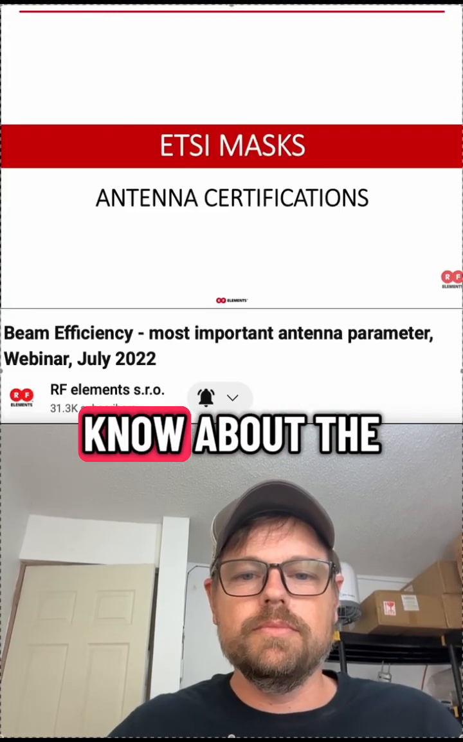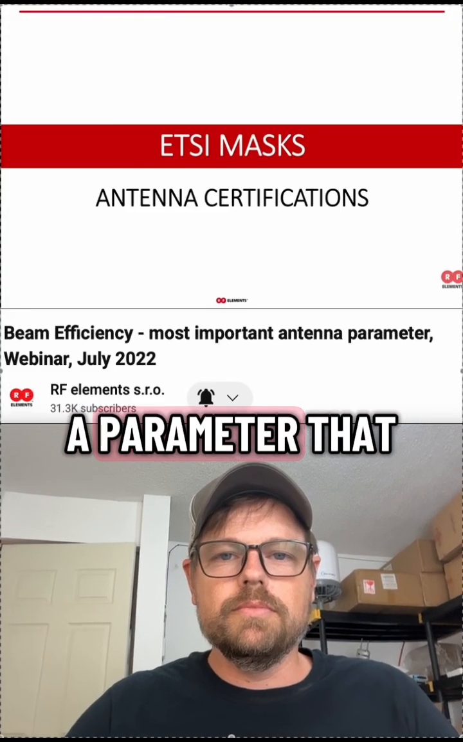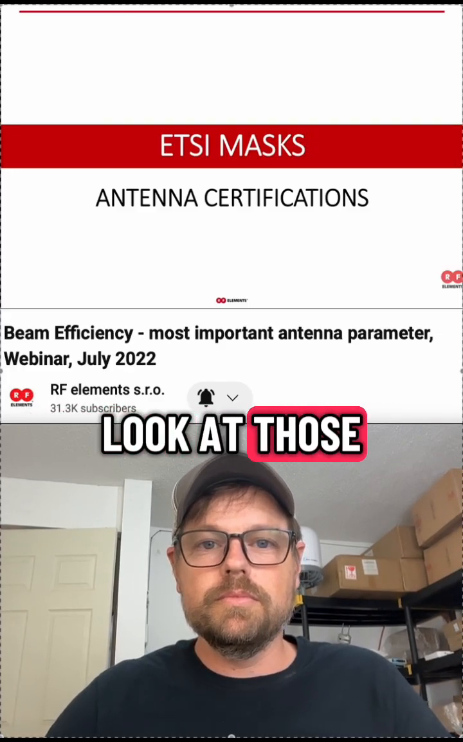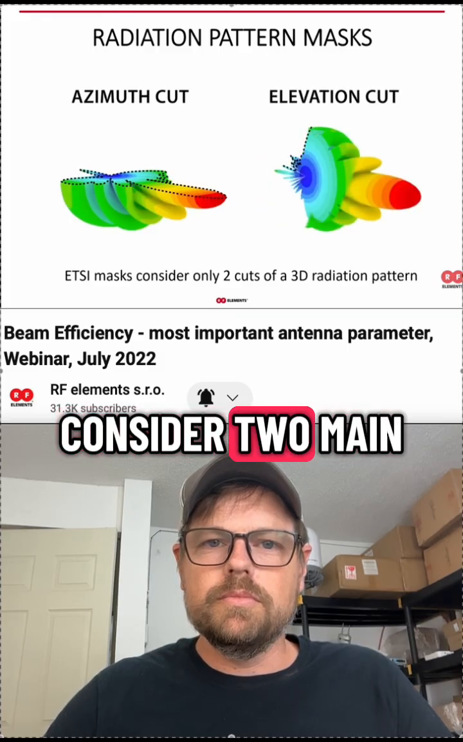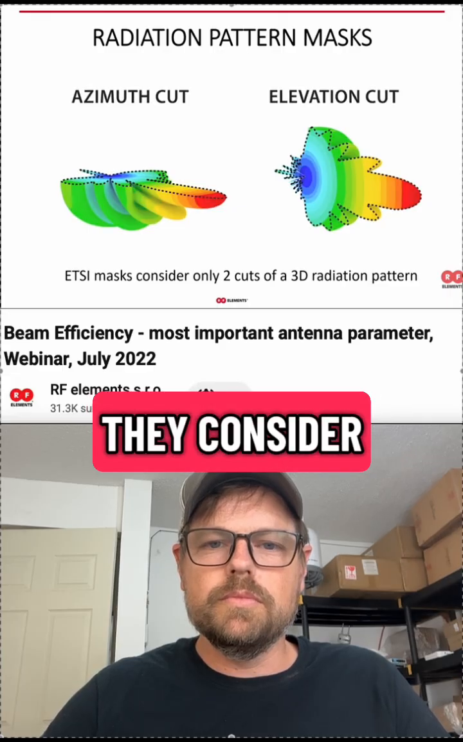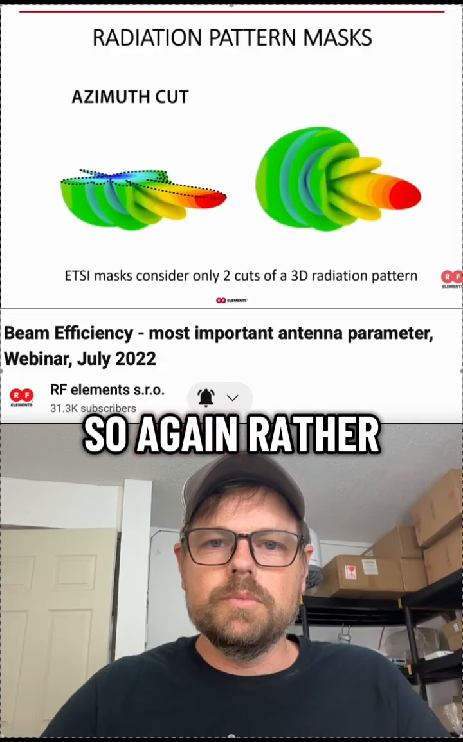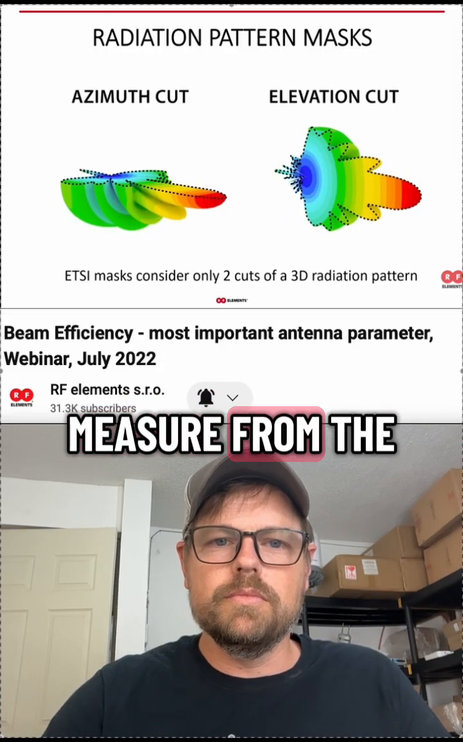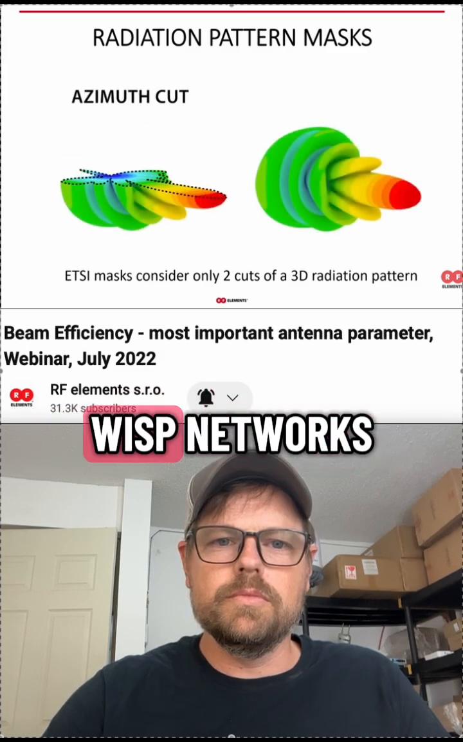May also know about the ETSI masks, which to a degree also serve as a parameter that says how well antennas perform in terms of noise. Let's have a look at those. It is important to clarify that ETSI masks consider two main cuts of antenna radiation pattern, the azimuth and elevation. They consider two slices of the 3D radiation pattern, so again, rather completely incomplete, so to say, measure from the point of view of the whole 3D radiation pattern, all the side lobes that matter in WISP networks.